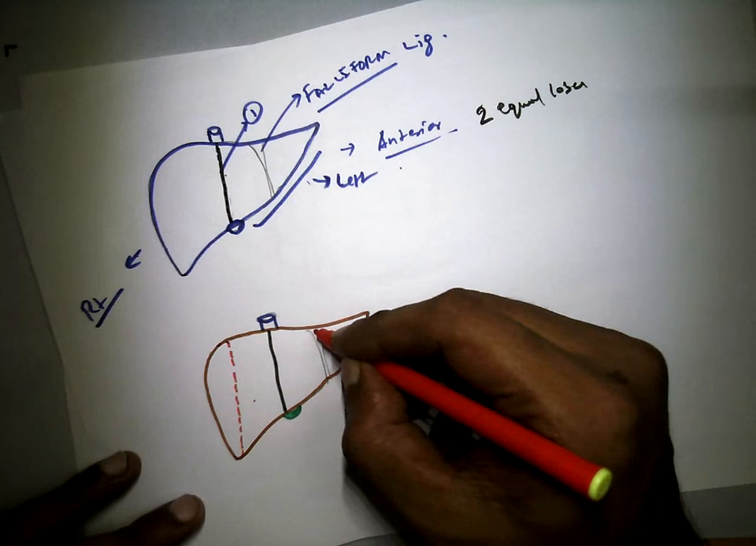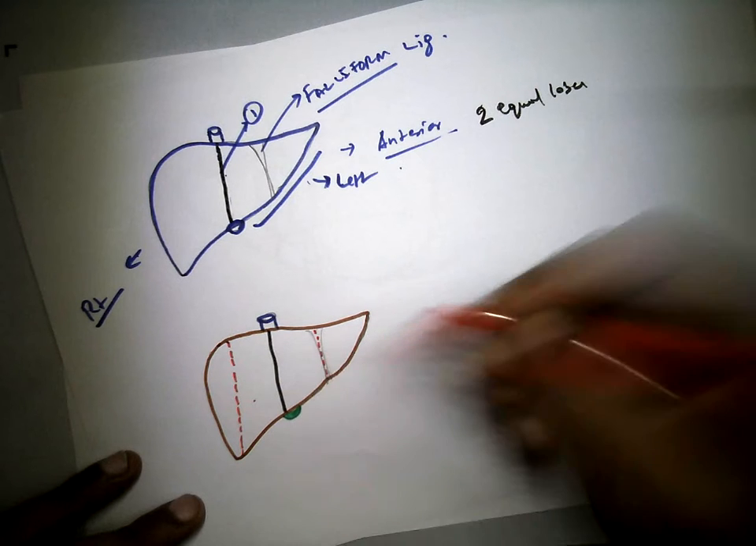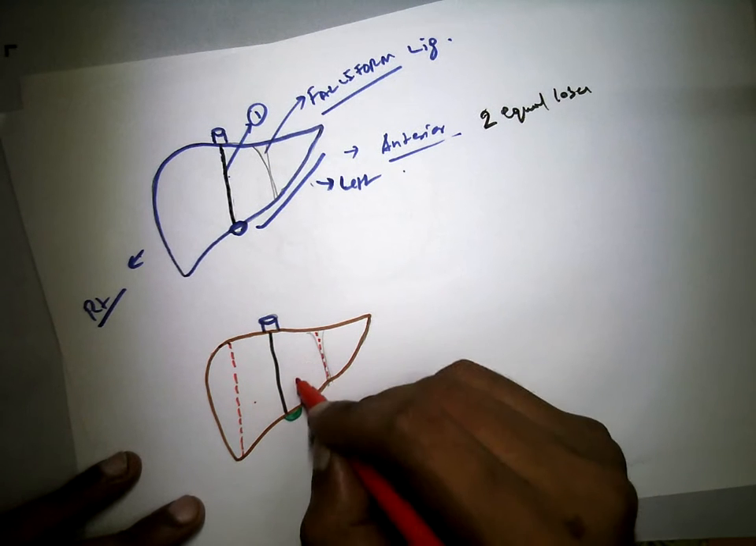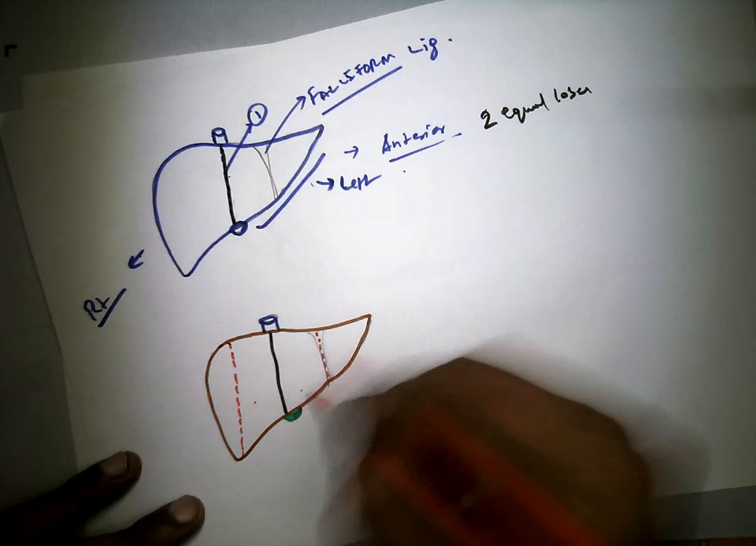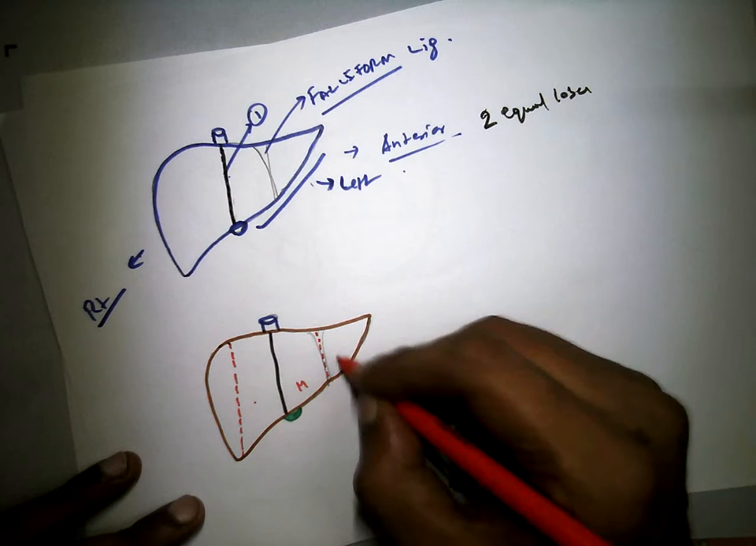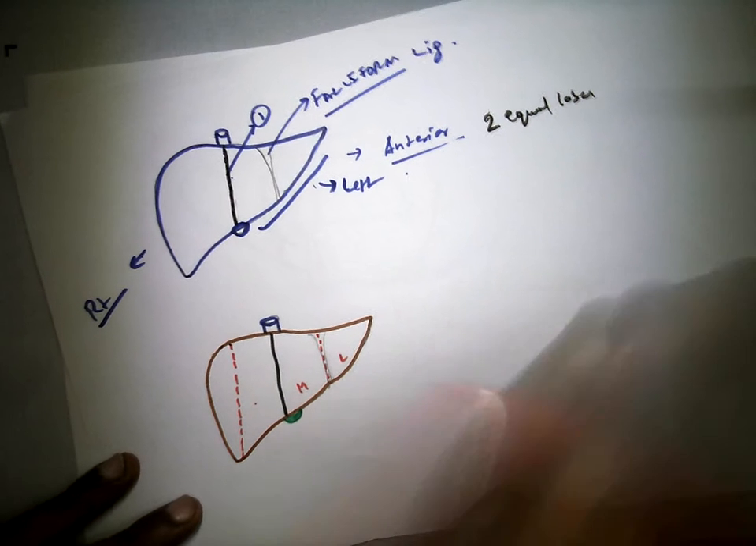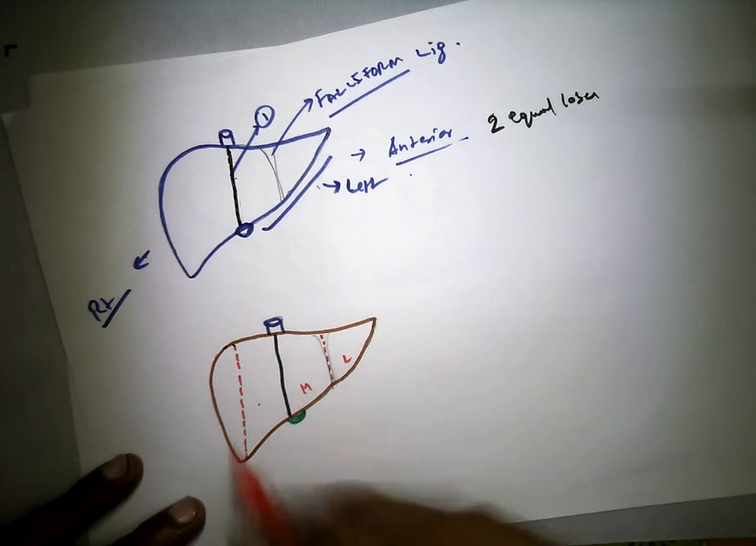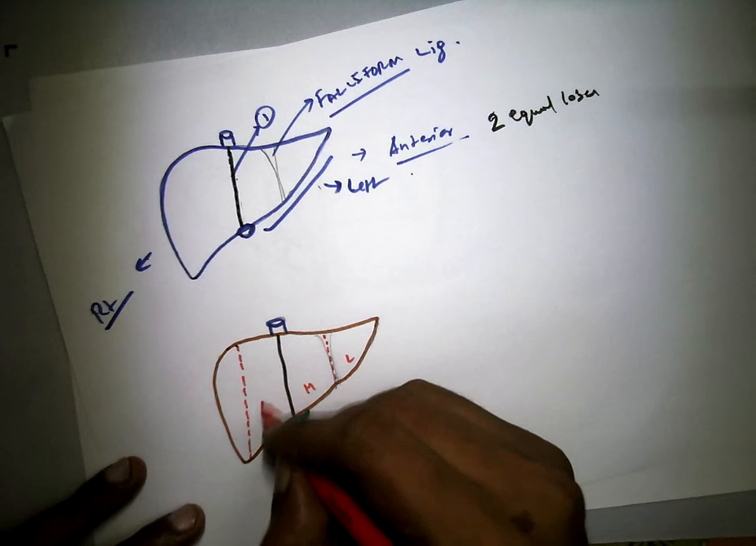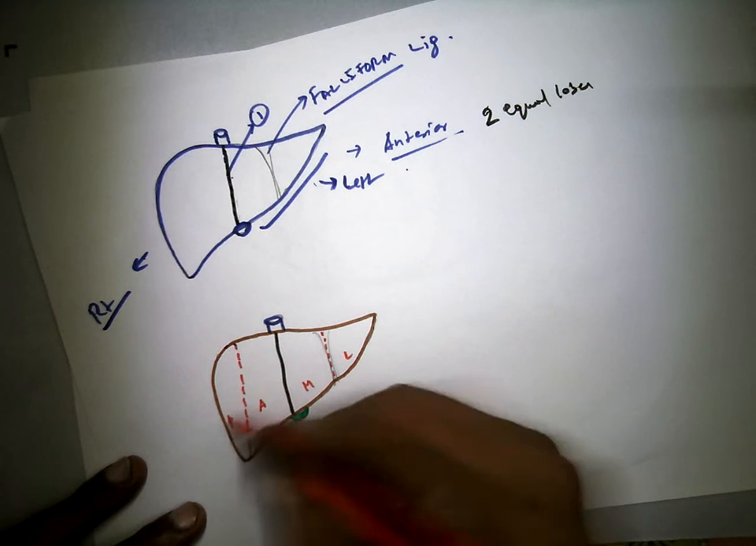Similarly, the left lobe we divide into a medial part and a lateral part, and here we have an anterior part and a posterior part.